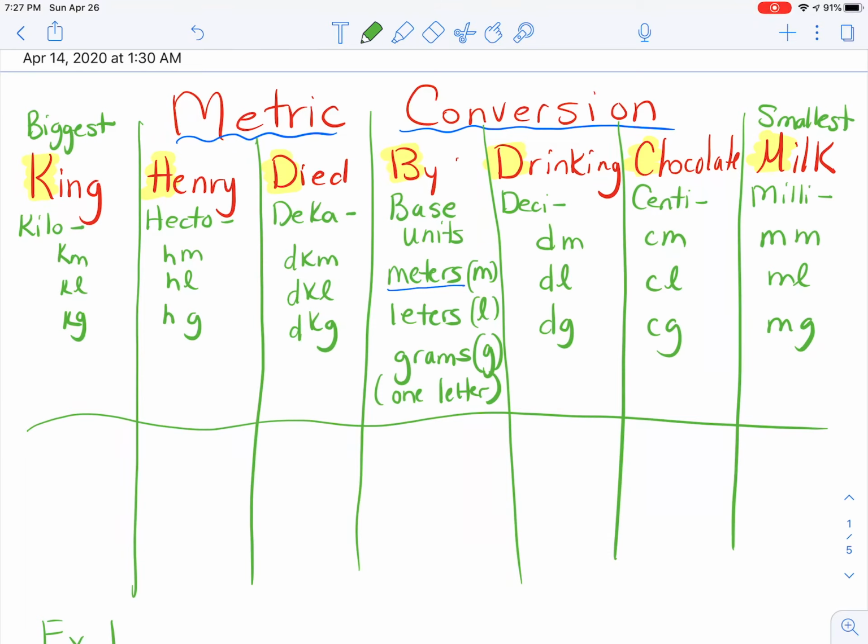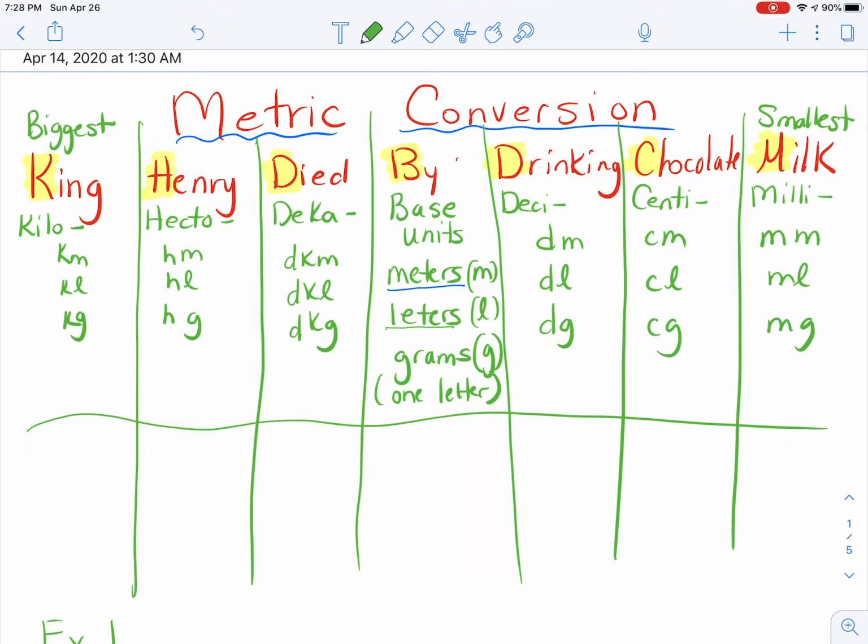Same thing if you're going to measure liquid of anything, you're going to use liters. And it is kL for kiloliter, hL for hectoliter, dkL for decaliter. The L would be for liters. The dL for deciliters, the cL for centiliter, and then the smallest would be milliliters. And if you're measuring the weight of something, it's grams. Kilograms would be kg, hectograms, hg, decagram, dkg. Grams would just be the g. Decigram is dg, centigram, cg, and milligram, mg.